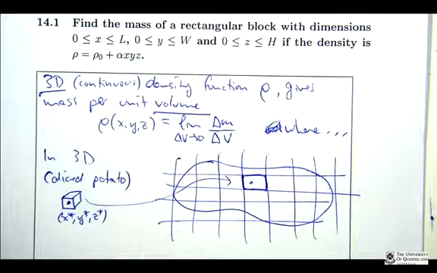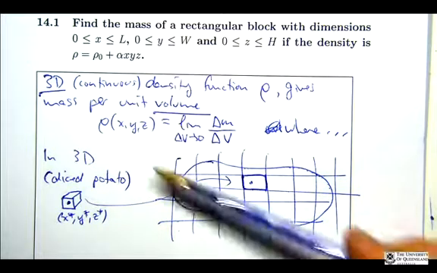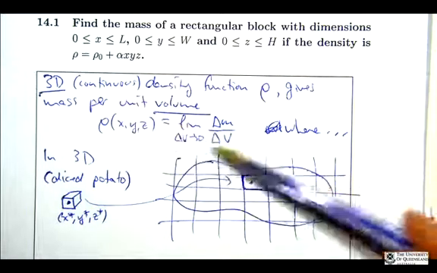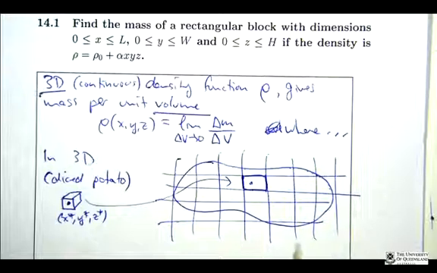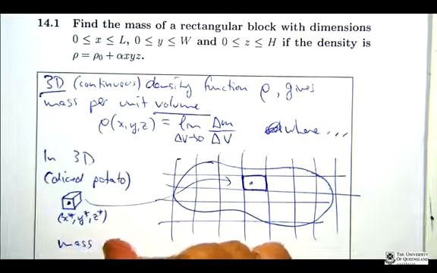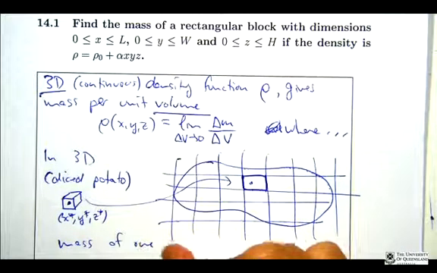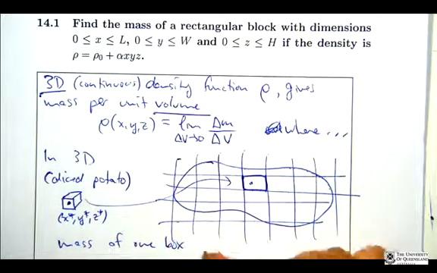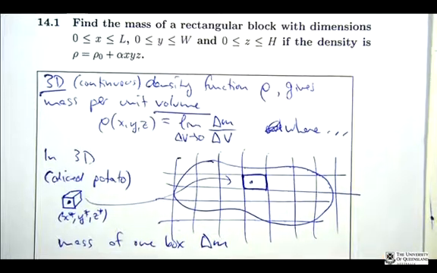Now, to understand this, I'll think about it in a different way. What's the mass of one box? This is what I'll call the quantity delta m.